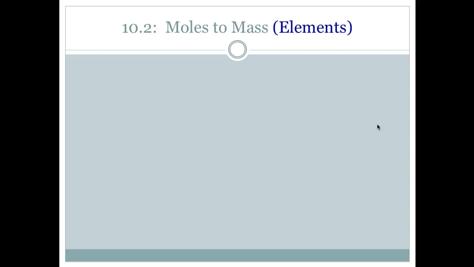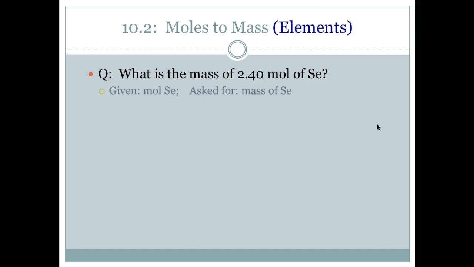Now let's look at how to convert between moles and mass for elements. This question reads, what is the mass of 2.40 moles of selenium? Again, we're going to use proportions. In this case, the proportion should be between moles of selenium and mass of selenium, because we're given moles of selenium and asked for the mass of selenium.